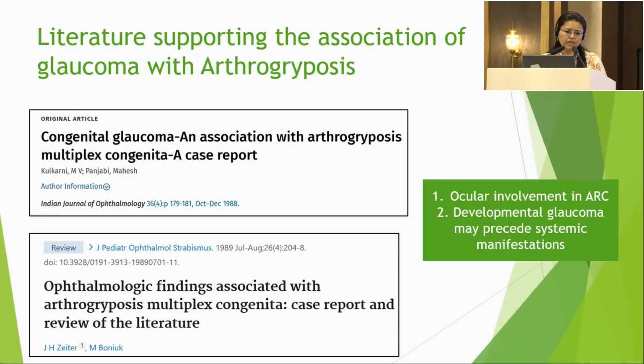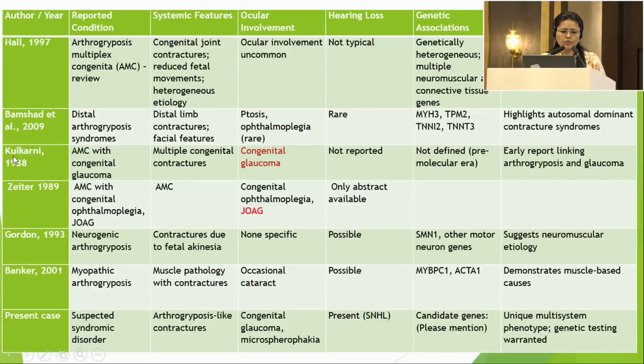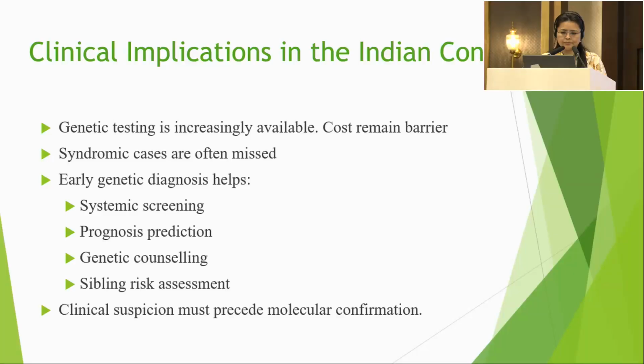When we looked into the literature, there were only 2 case reports with an association of arthrogryposis with congenital glaucoma. One was from India only, in IJO, which noted arthrogryposis with congenital glaucoma. However, there was no genetic testing at that point of time, as it was published in 1988. The other one was by Zitter et al., who had seen arthrogryposis with juvenile onset glaucoma, and in this also genetic testing was not available.